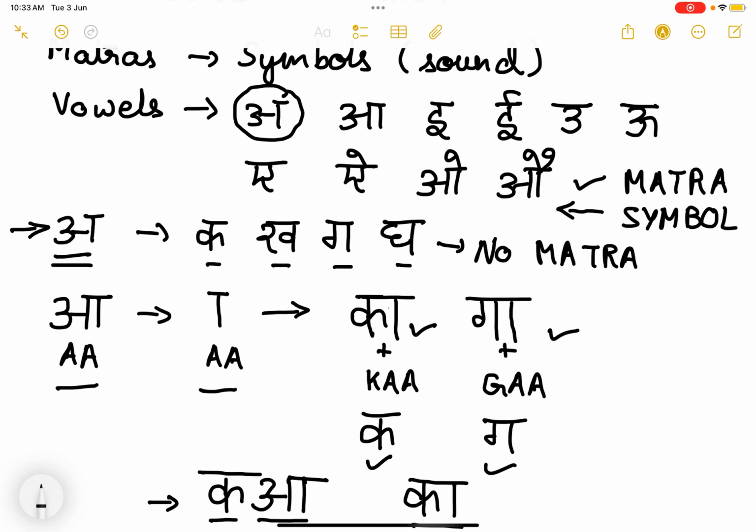Closed mouth, a sound is already attached to all these consonants. That is why there is no need of a matra or a symbol representing a. We do not require any a matra because a is already joined to all these consonants. It's already present as a sound in them. That is why this particular a letter, the first vowel, has no matra at all. There is no matra. We just have the letter for a. And with the consonants, a is already present.